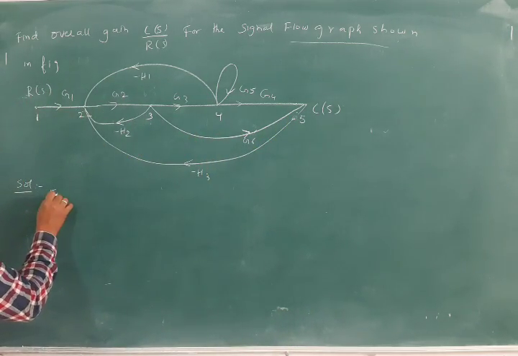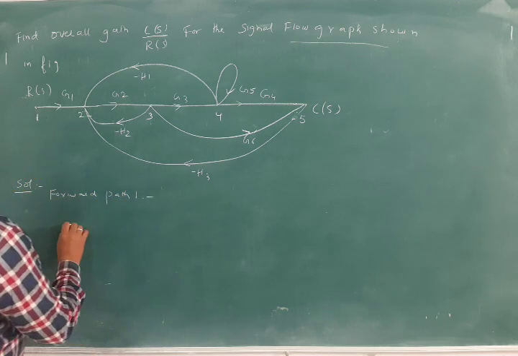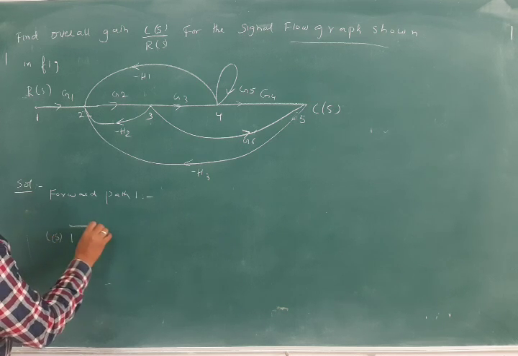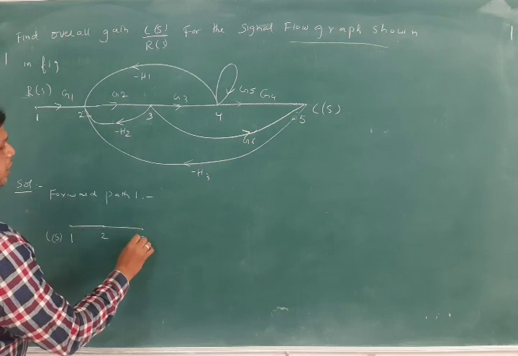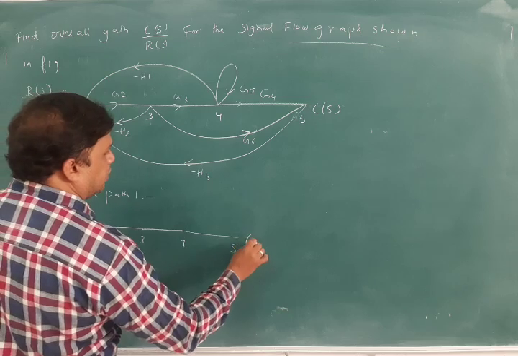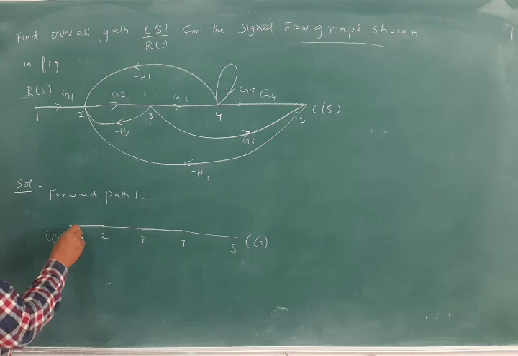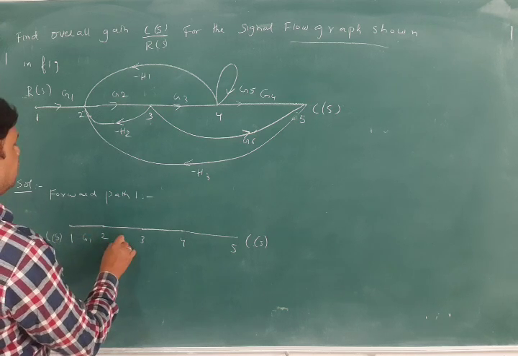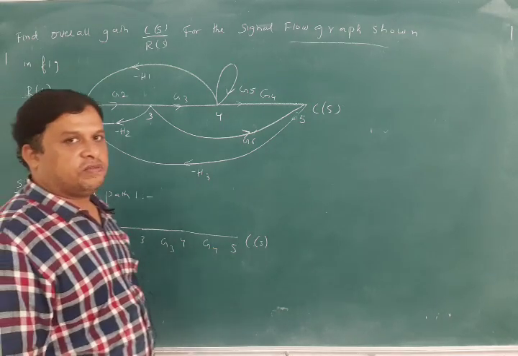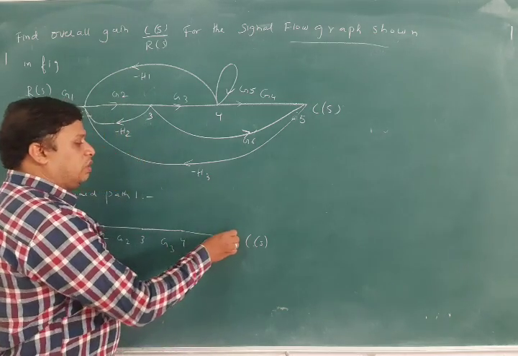So for forward path 1, we will write C of S and R of S. So it is 1, 2, 3, 4 and 5 here. It is C of S. This is one forward path which has G1, G2, G3, G4. Now we can find out the gain of this forward path. We can first find out the gain of the forward path, and we can find out the number of forward paths also.